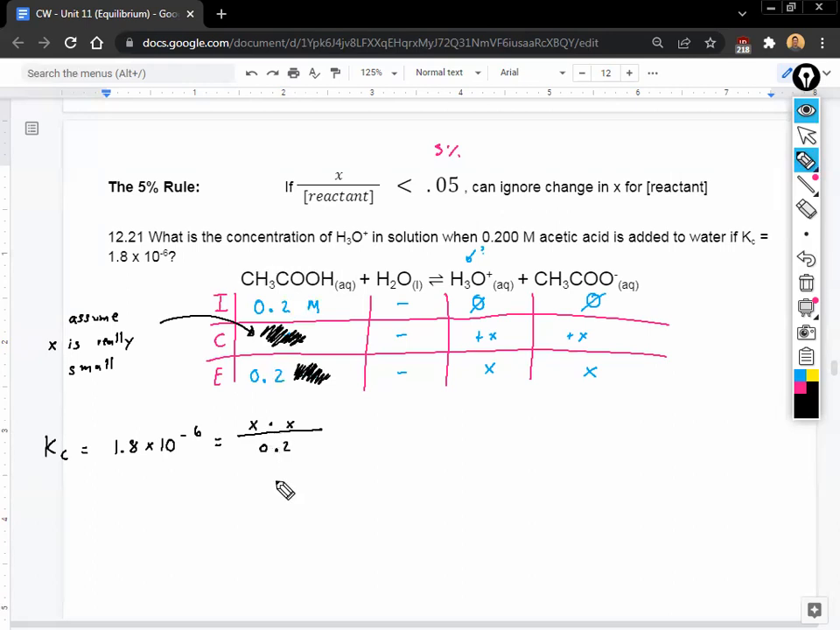So from here, I'll give you guys a minute. I want you guys to solve for x, given this assumption. Just plug it into your calculator. And then after that, we'll go over to see if this passes the 5% rule. I think you'll like this a lot more than doing the quadratic.